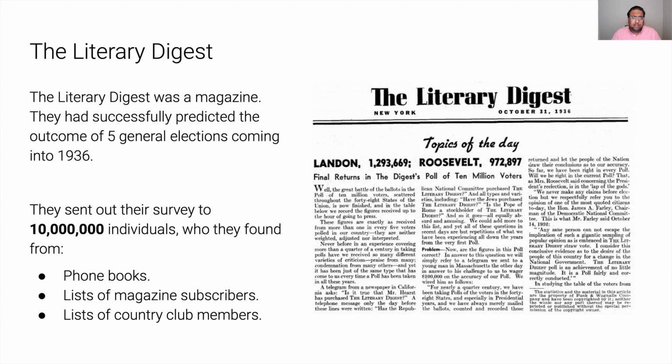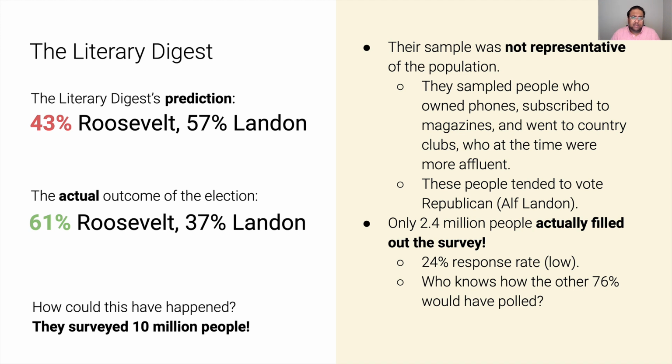For the 1936 federal election, they sent out their survey to 10 million individuals. Now, at the time, there wasn't one definitive list of all eligible voters, and so the way they found people to include in their survey was by looking at people who were in phone books, and people who were in lists of magazine subscribers, and people who were country club members. Any way they could get lists of people who would be eligible to vote. So, you might be thinking 10 million people, that's a lot. They must have accurately predicted the outcome of the election, right? They were, in fact, very wrong.